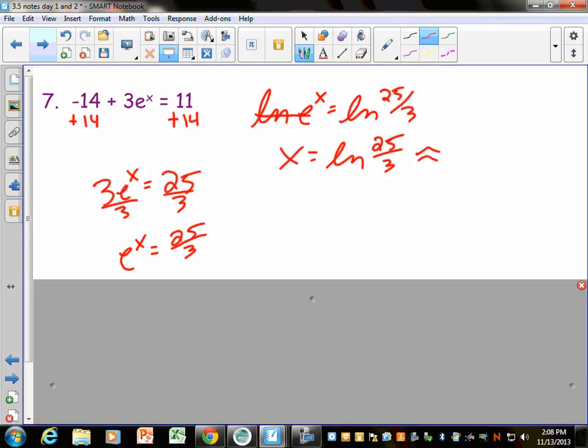This would be an example where I want both answers. This would be your exact answer, and then you can type that in your calculator. And this one you don't need to close the parentheses because it's not ln of 25 divided by ln of 3. It's ln of 25 over 3. All of that is in your ln. And you should get like 2.120. That's not so bad, right?